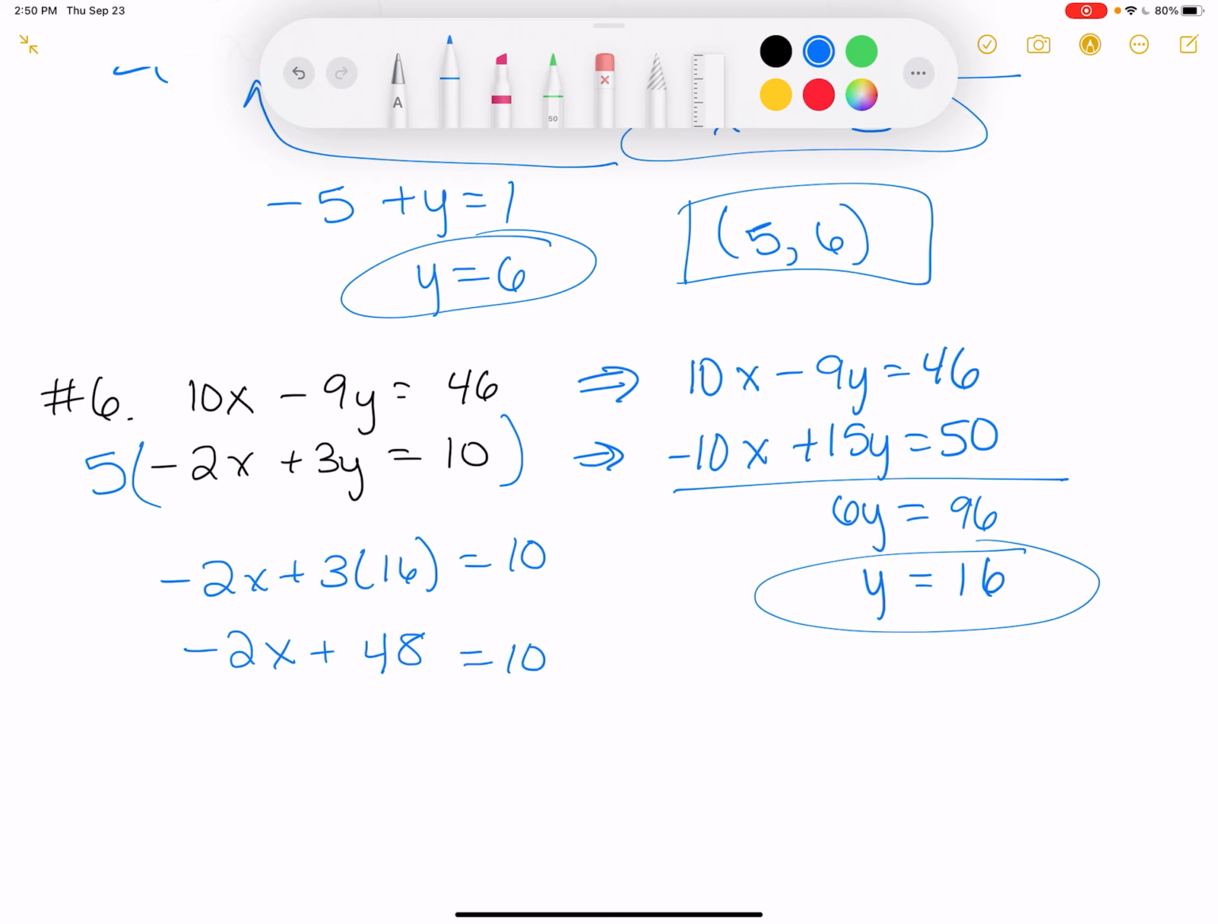All right, so I'm going to subtract this 48. So it's going to give me negative 38. Divide by negative 2, so x is equal to 19. So the ordered pair is 19, 16.